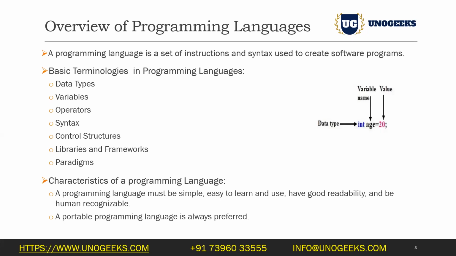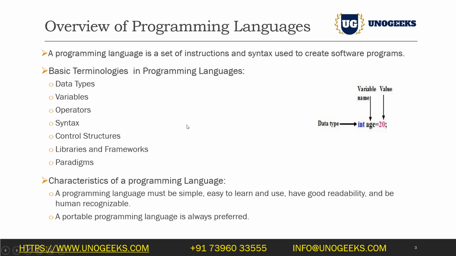Now, overview of programming languages. What is a programming language? It is a set of instructions and syntax used to create software programs. Obviously there will be some syntax, some instructions we will be giving to machines, and that syntax will follow Python guidelines. So this is the programming language definition. The same is applicable for all languages.